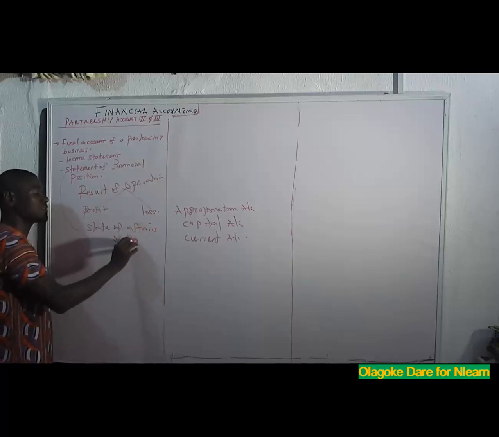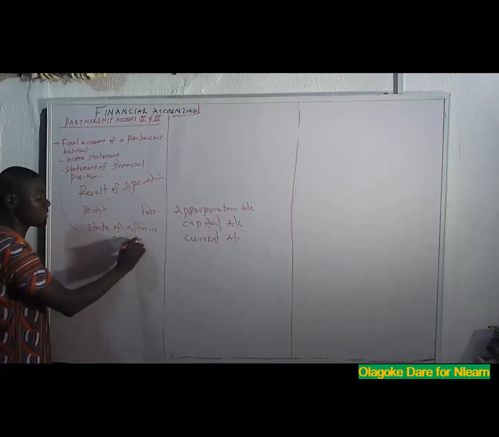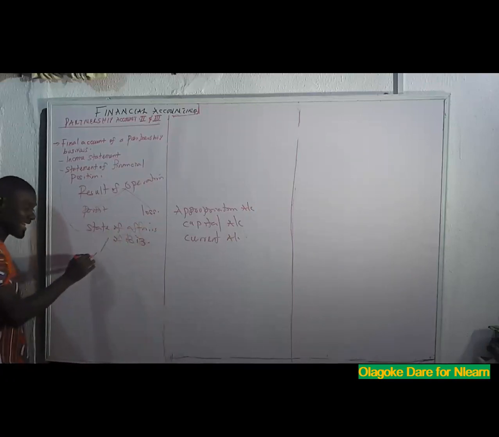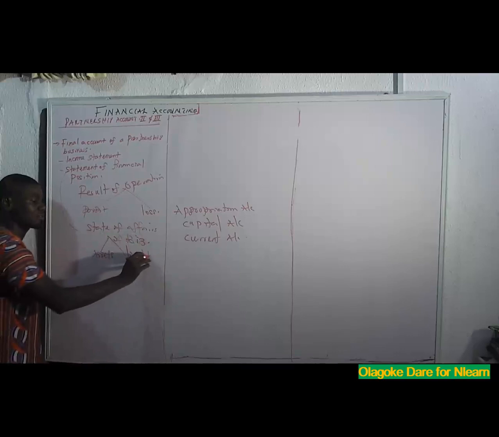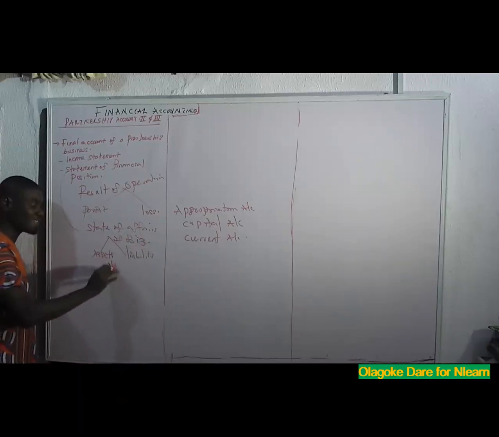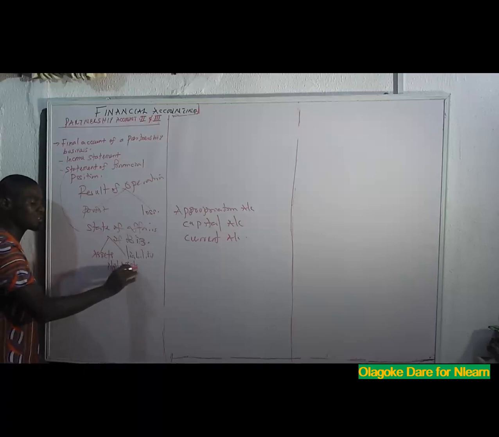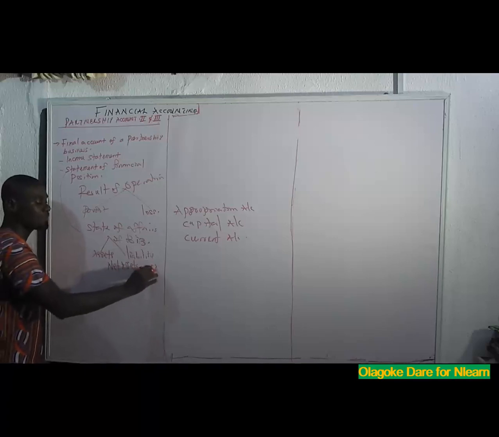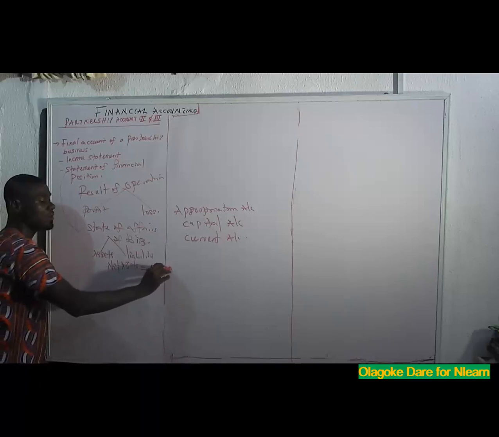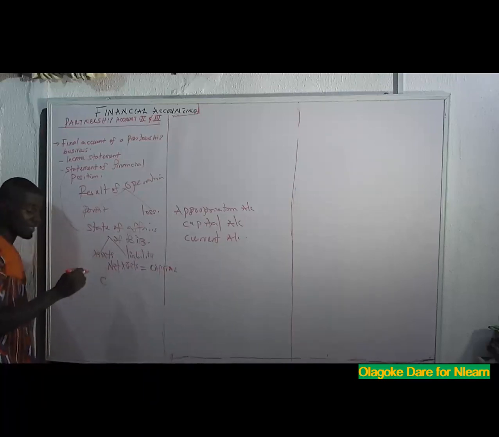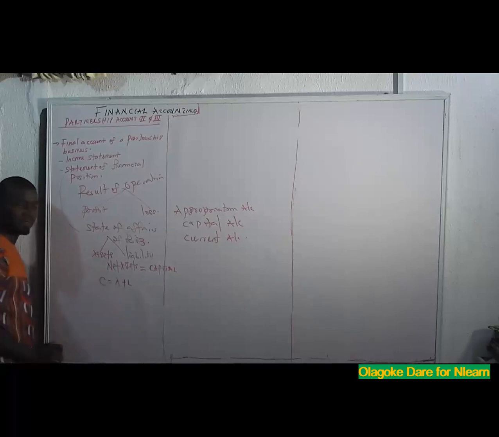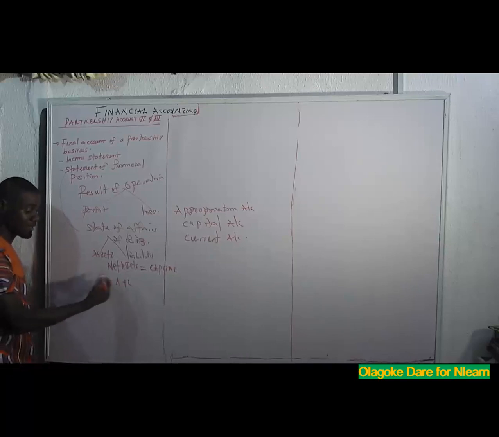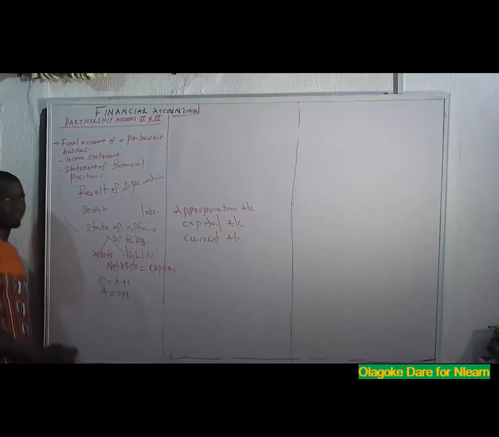When we say state of affairs of business, what are we talking about? We are talking about the assets and liabilities. So what will be the net assets of a business? Net assets of the business is talking about the capital of the business. And when we say capital, don't forget from the previous knowledge that our assets equal our capital plus liability.